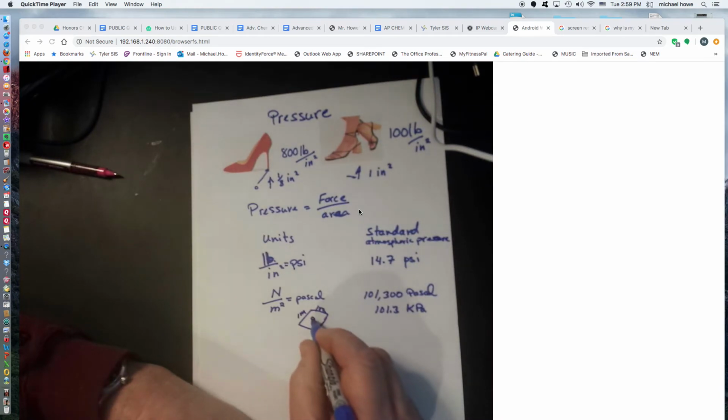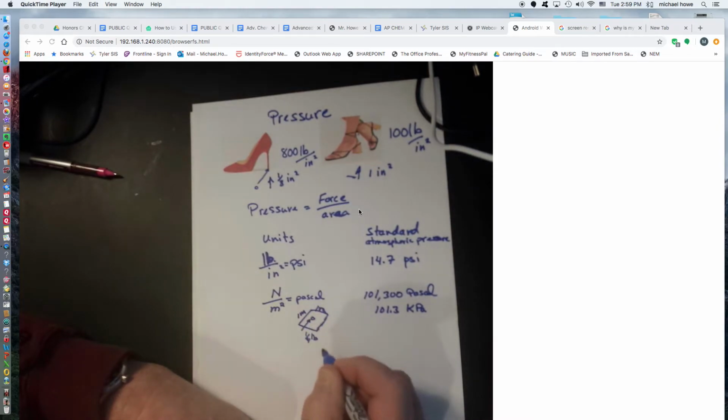So this is a McDonald's quarter pounder. You see, a Newton is approximately 1/4 of a pound. So a pascal is one McDonald's hamburger sitting on a square meter. That's not very much pressure, is it? That's why we use kilopascals.